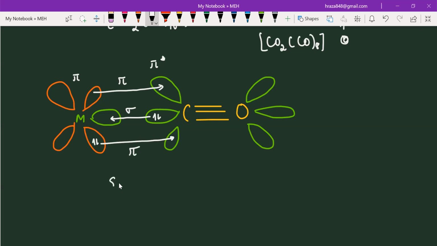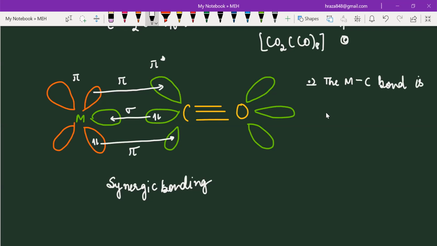So basically this is synergic bonding. Synergic bonding. I'm going to write a point about this, then you will get it. Pi star, that means anti-bonding. So first point we can write about this: the M-C bond in metal carbonyl possesses both sigma and pi character.